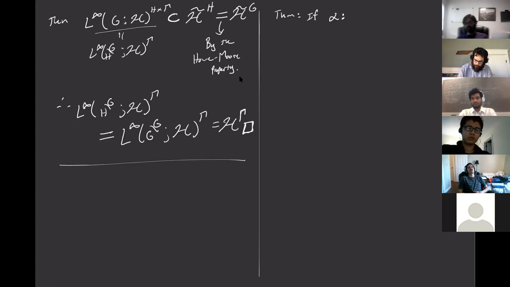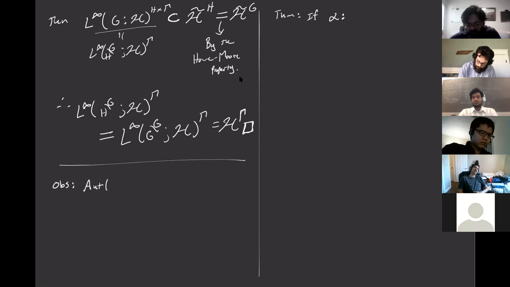one more observation. Here's the last observation, which we'll need to prove this non-vanishing theorem. And that is, so how does this help us with cohomology? That's the observation that the action of the automorphism group on the boundary of the tree is transitive, but it's actually two transitive.